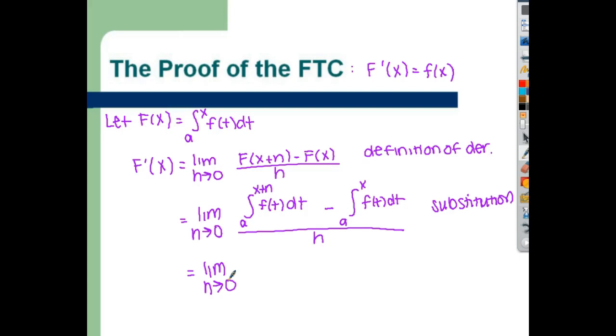So the C in that case is x, and the B in that case is x plus h. So this is going to go from x to x plus h of f of t dt all over h.